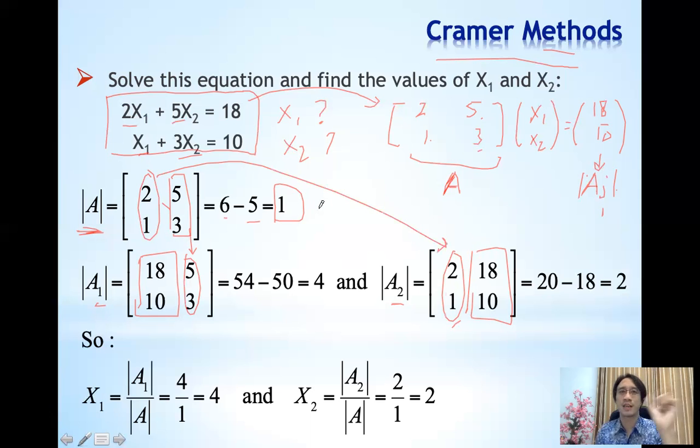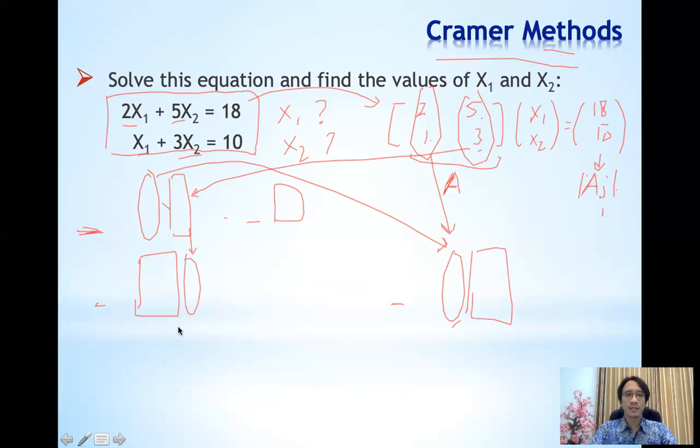So the most important thing that we need to fill first is the result, in Aj. So A1 means the result will be filled in column 1. A2, the result will be filled in column 2. And then fill the rest of the columns with the real values of A. This one is 2, 1 and this one is 5, 3. Okay.